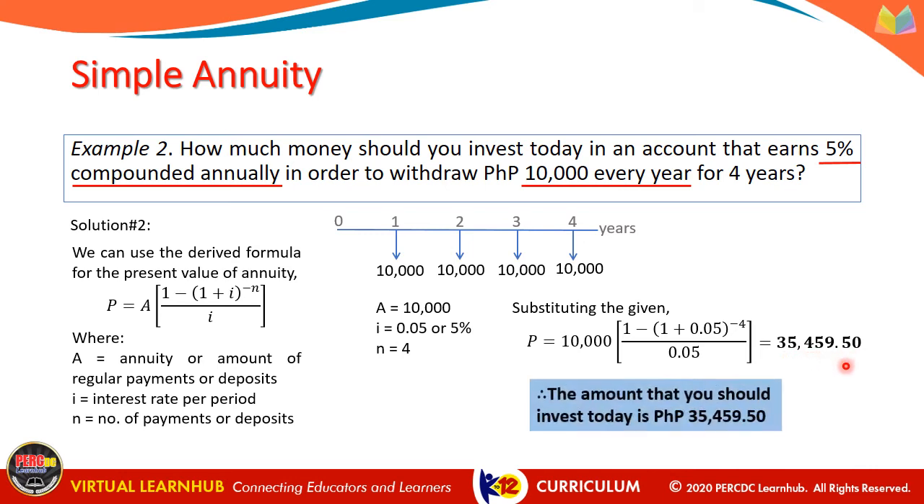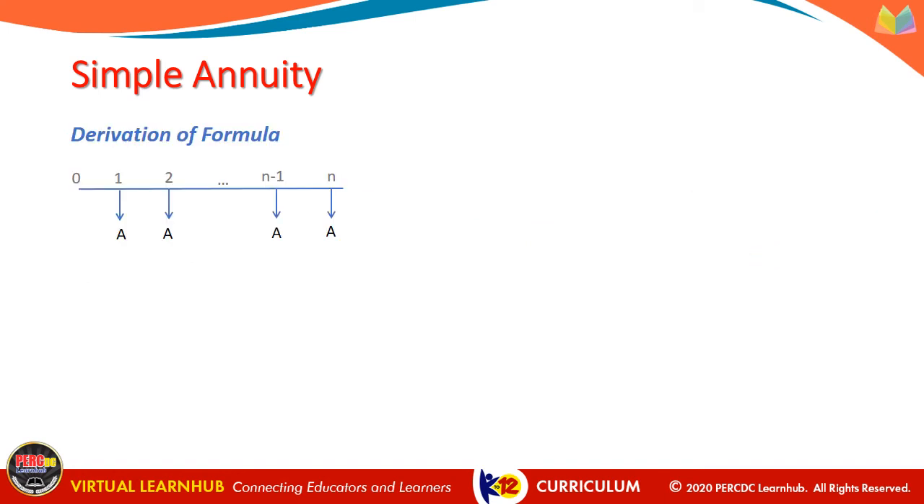Okay? Therefore, the amount that you should invest today is 35,459.50 in order to withdraw 10,000 pesos every year for 4 years. Alright. Now, some of you might be asking again, where did that formula come from? So let's show our derivation for the formula of present value of simple annuity.